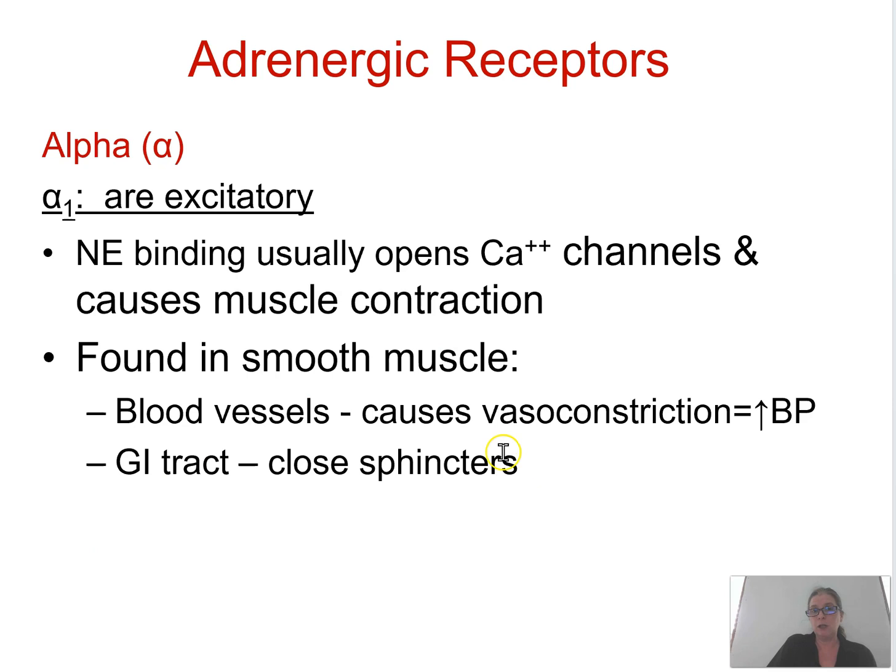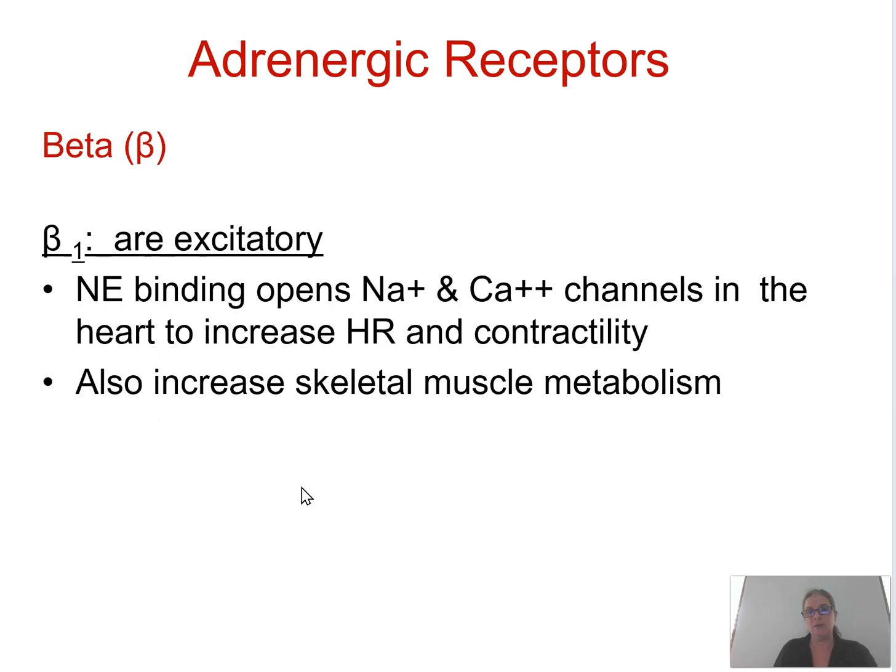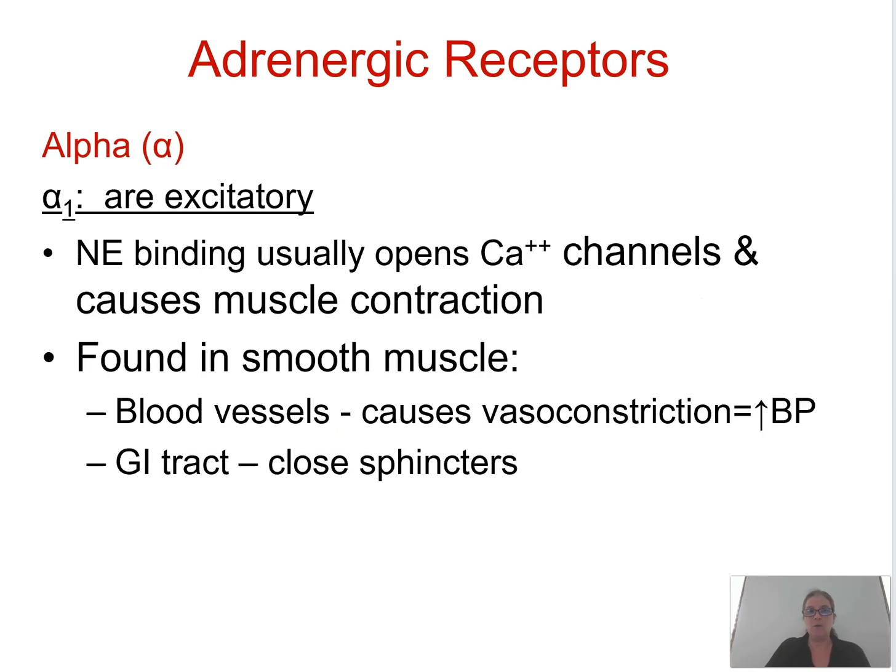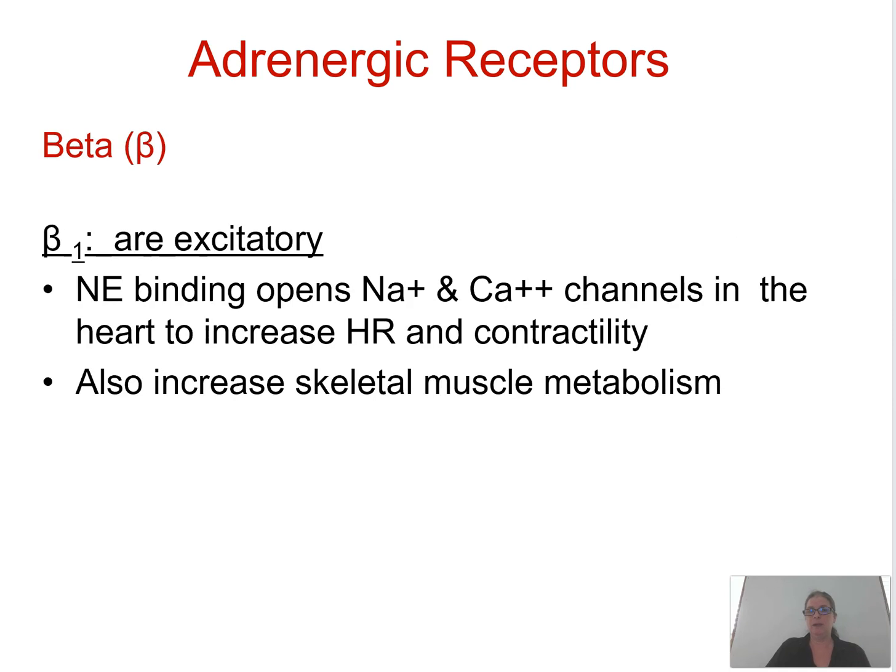It also closes sphincters in our GI tract. We have circular smooth muscles, and think of them like doorways between organs. So it closes down the sphincter so the food can't be processed and move through. Now, beta, we're going to do 3. Beta 1s are excitatory. We mainly find these in cardiac muscle. There are some also in skeletal muscle. So alpha 1, smooth muscle; beta 1, skeletal and cardiac.